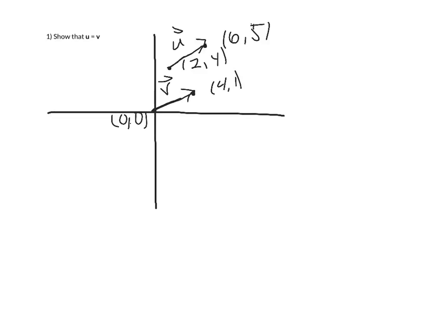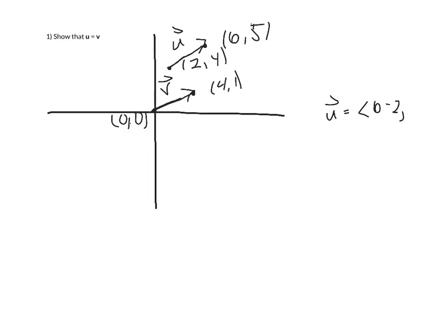So for problem 1, we're supposed to show that the vector u equals the vector v. And you'll see u starts at the point 2, 4 and ends at 6, 5. So to find u, I take the endpoint of u for the x component, which is 6, and I subtract the beginning of it, which is 2.